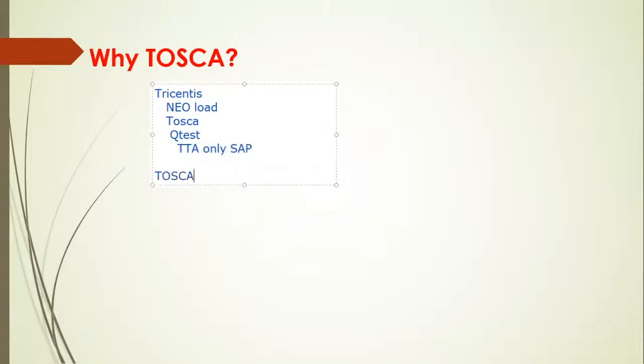Now the picture is TOSCA. The full form of TOSCA is Topology Orchestration Specification for Cloud Applications. That means TOSCA is a cloud-based application. To activate the license from Tricentis, there is no need for any separate setup or add-ins. The license is directly available in the cloud. Just take that cloud license, use it here, and do the test development and test executions.